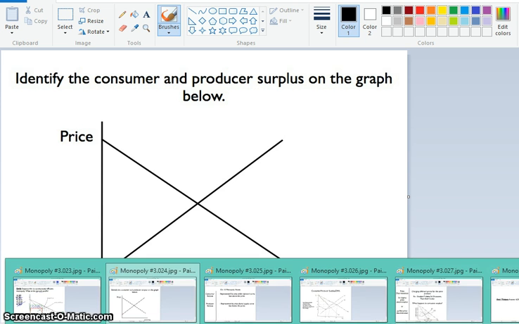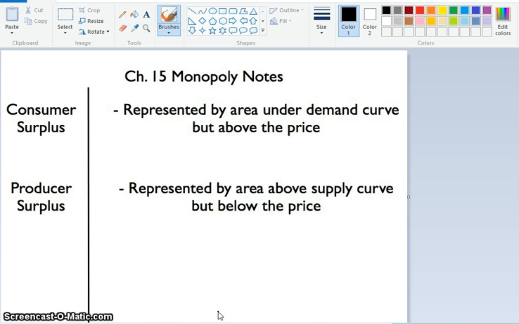I realize that we are stepping back here, and I ask you to find the consumer and producer surplus on the graph. If you know how to do this, just do it real quick on a scrap piece of paper. If you don't, I'm going to put up the producer-consumer definitions here, and how you can find them. Consumer surplus was represented by the area under the demand curve but above the price, and producer surplus by the area above the supply curve and below the price. So see if you can figure that out.